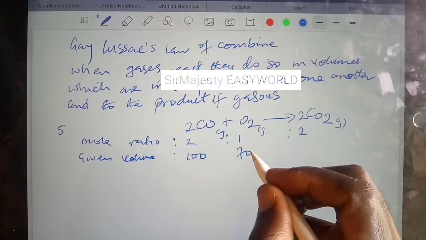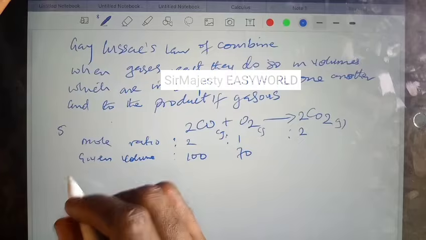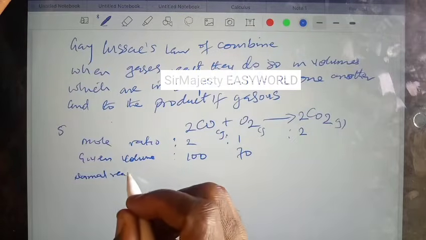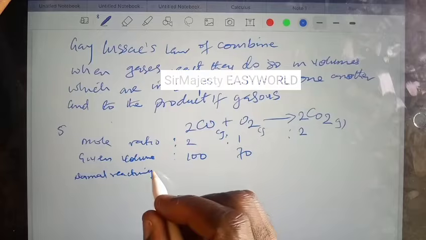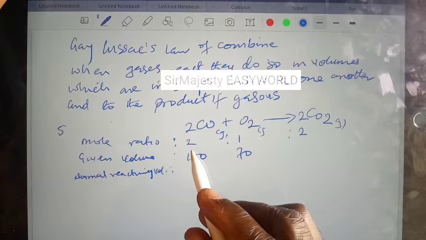This one was given to be 70 cm3. Nothing was given to you here, so you keep calm. Then the next step is normal reacting volume. You write normal reacting volume. What should be the normal reacting volume? You follow the ratio. The normal ratio is 2:1.